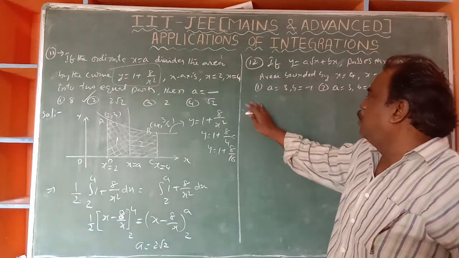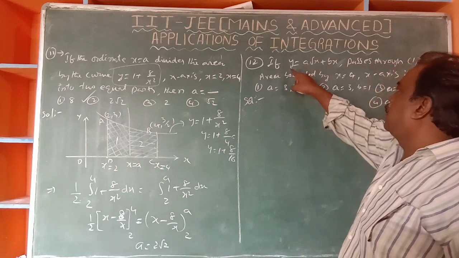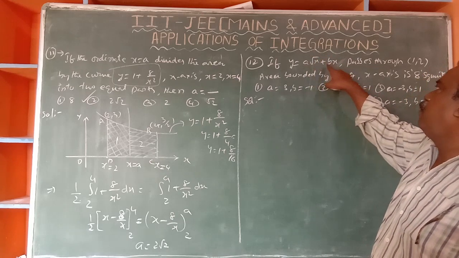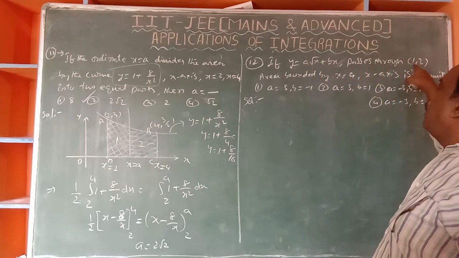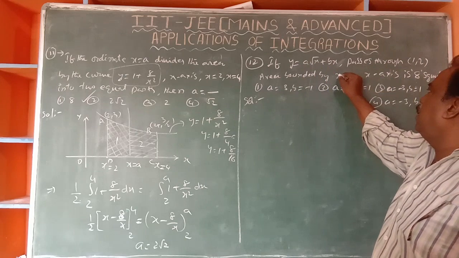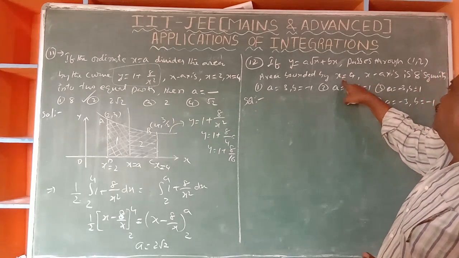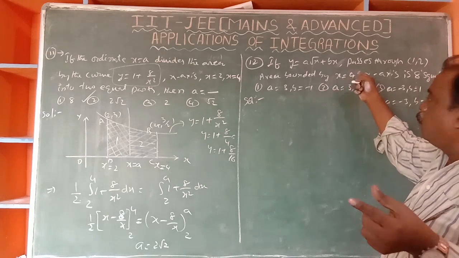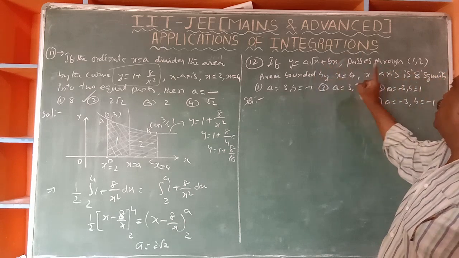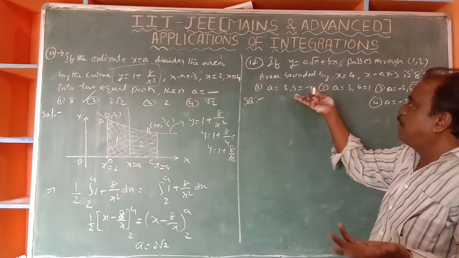Here, the 12th one. You see, the curve y is equal to a root x plus bx, with unknown factors a and b, is passing through the point 1, 2. And the area by this curve with the ordinate x is equal to 4, and on the x-axis, only one ordinate is given. x is equal to 4 means the other one is 0, so from 0 to 4, that is the meaning. The area of the region by this curve on the x-axis with this ordinate is 8 units. Then what are the values of a and b?